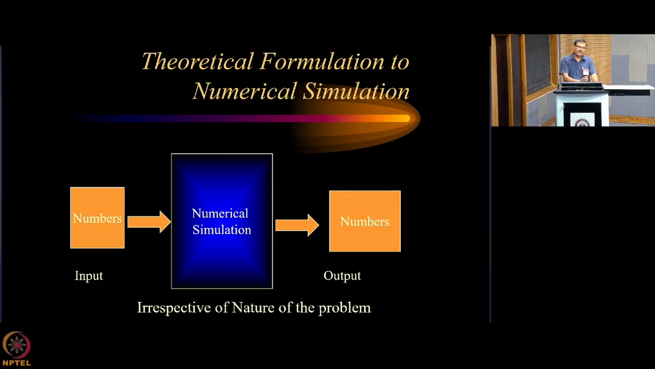You give some numbers as input and you get some numbers as output. The numbers you are putting in, because you know the system, you know what parameters control the system. So the values of those parameters you are putting as input. They are numbers, but you know what numbers to put there. And at the end, whatever numbers you are getting out, now it is your time to explain why those numbers are coming out for the system that you have modeled in the numerical simulation part in the center.